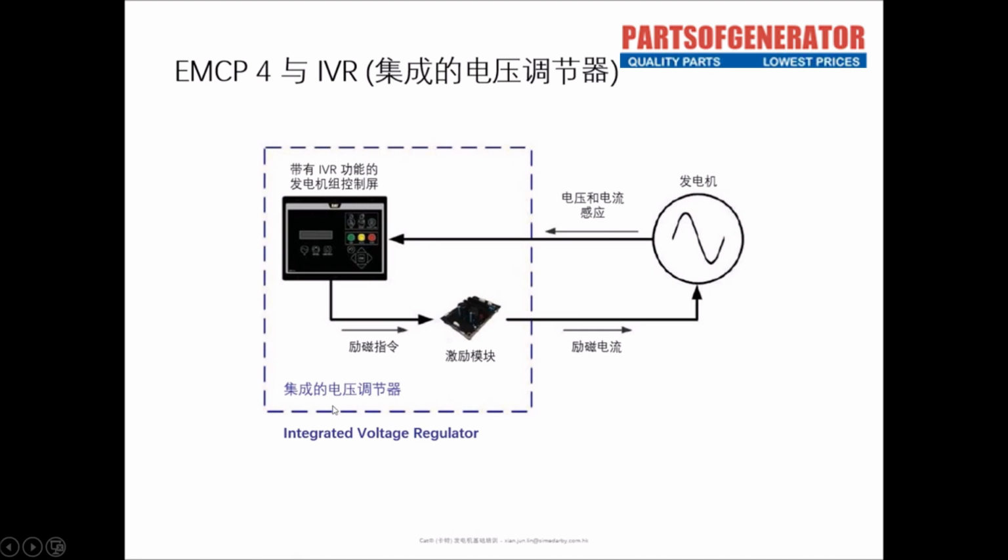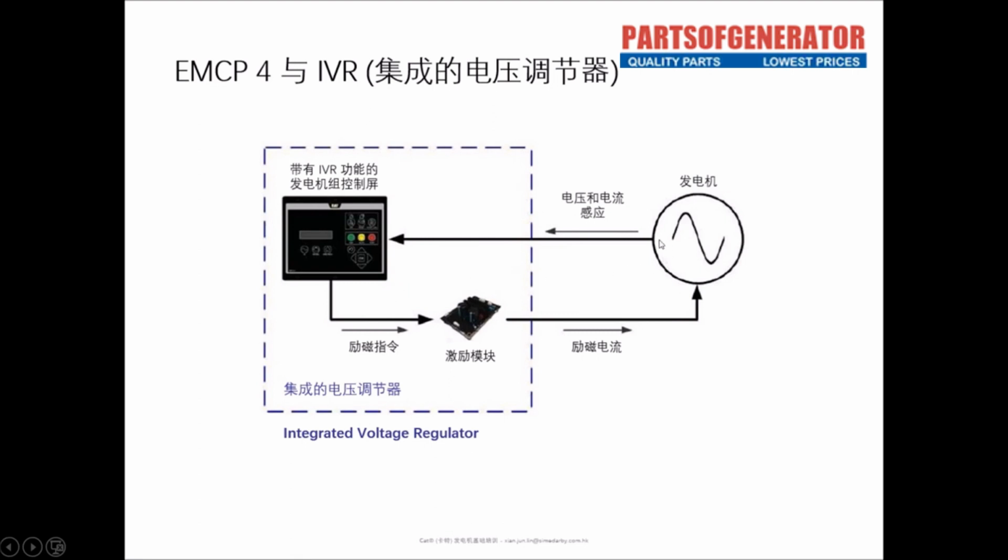The control panel gives an excitation command and then outputs it to the excitation generator of the generator through the excitation module. The excitation module is just equivalent to an amplifier, or we say it is an actuator. The excitation module is together with the EMCP module. This part in the entire dotted box is the integrated voltage regulator. Since our EMCP4 is a digital module, the performance of this IVR is very similar to the performance of the CDVR we mentioned earlier.